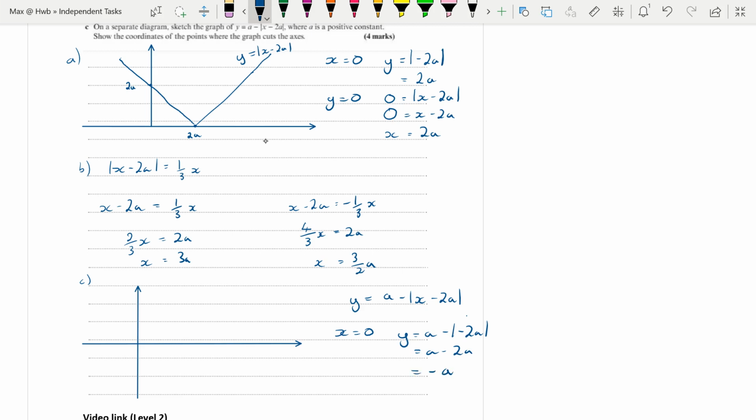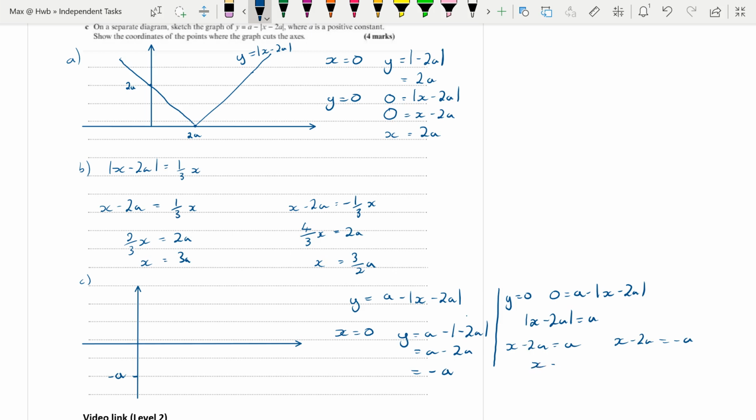So it's going to cross on the minus a. So it's going to cross all the way down here. Let's say that minus a is there, for the sake of argument. I'm going to do the same again, but I'm going to do it when y is 0. So when y is 0, I get 0 equals a minus the mod of x minus 2a. Okay, I need to solve this. So the first thing, I'm going to get the modulus on its own, so I'm going to move it over to the left-hand side. And I'm going to do what I did in question 1. I'm going to look at the positive and negative versions. So that's x minus 2a equals a, or x minus 2a equals minus a.